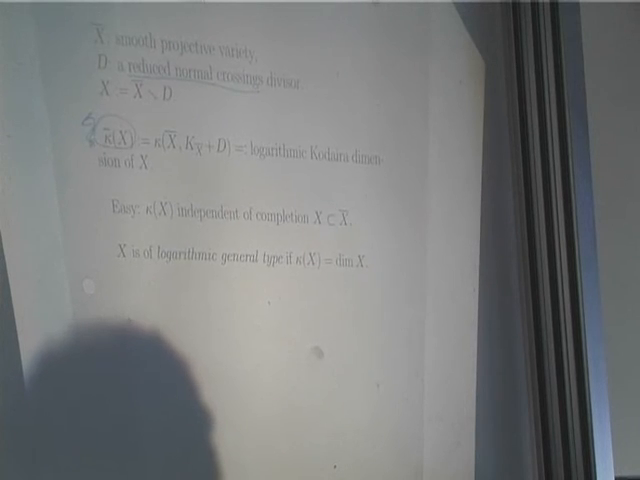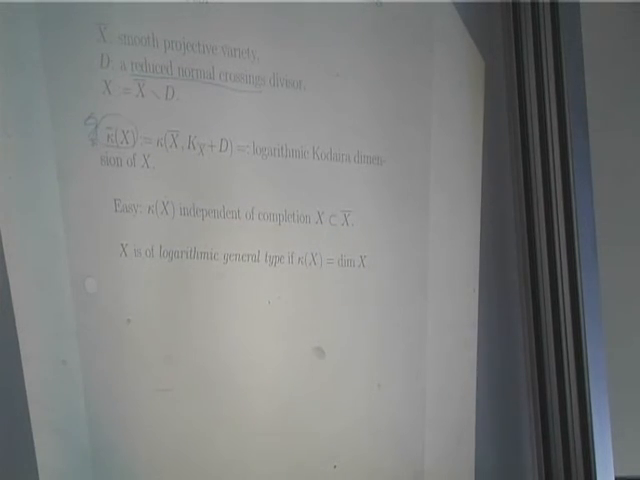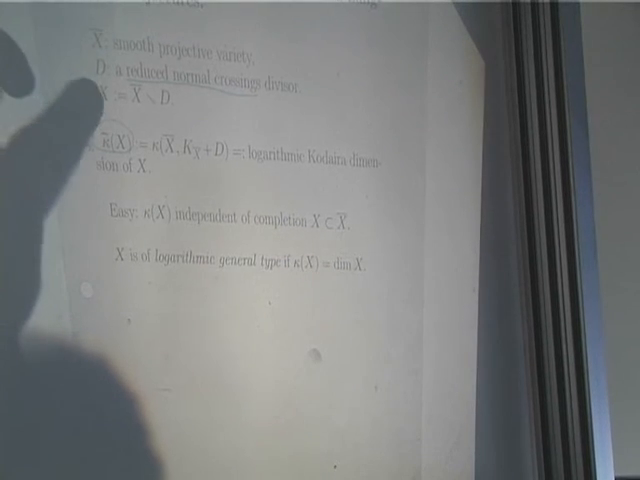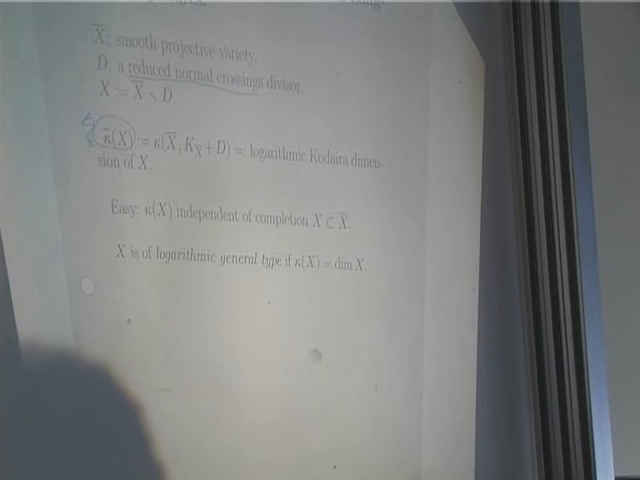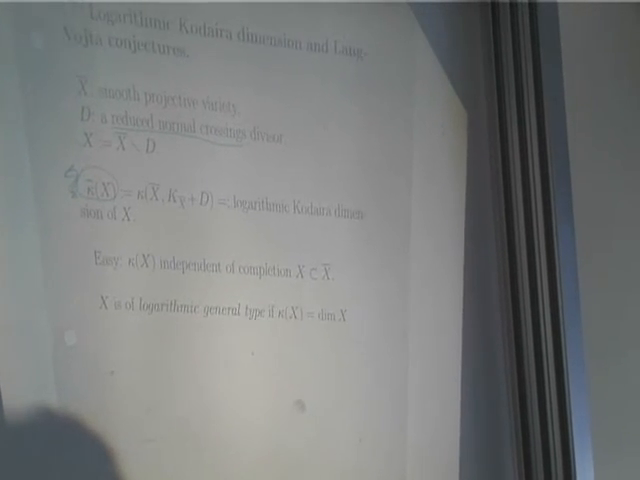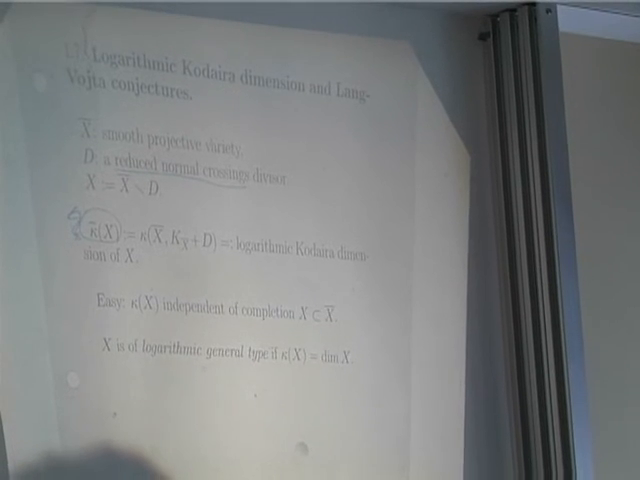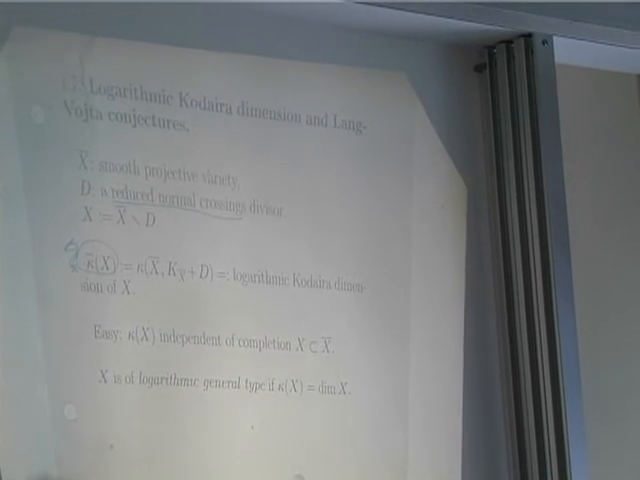And just as before, even though the conjecture is very inspiring, you ask yourself whether you can believe the conjecture if it has such wonderful results. The conjecture in particular, if you take the case where X equals X bar and D is empty, then you get back your Lang conjecture. So the conjecture is a generalization of Lang's conjecture.